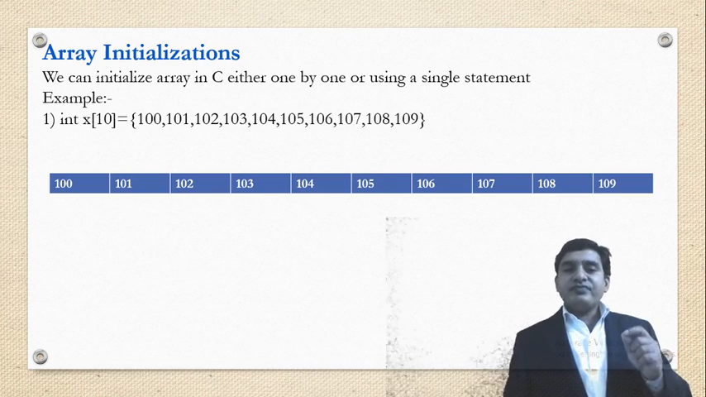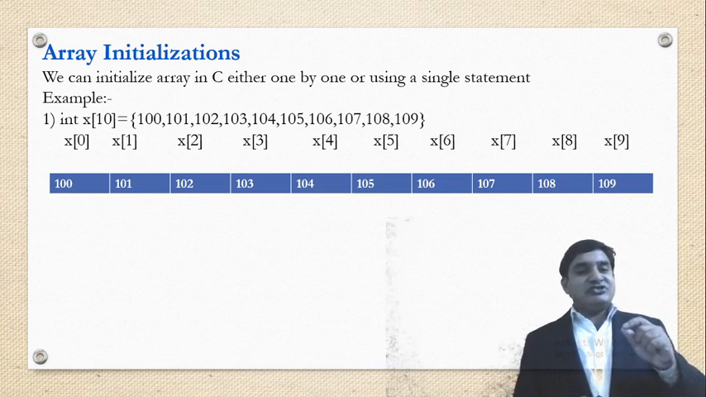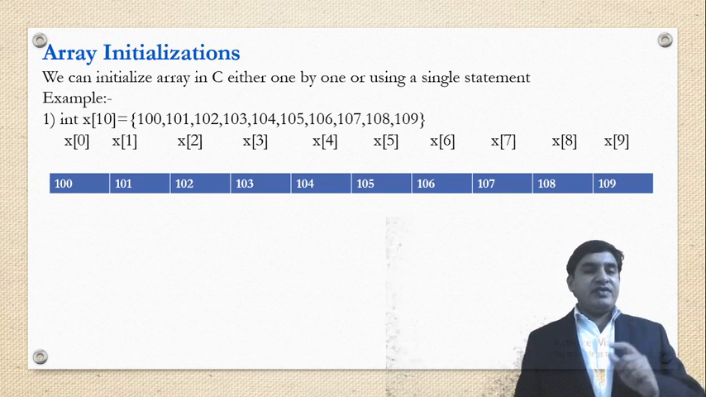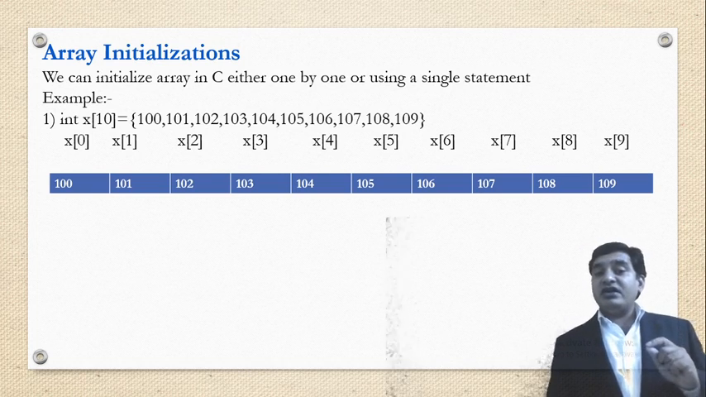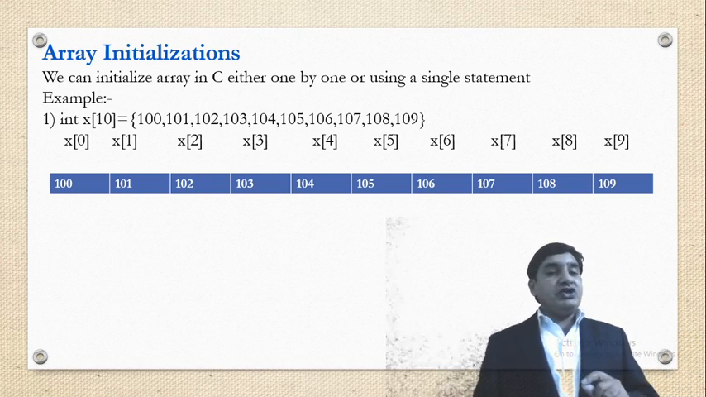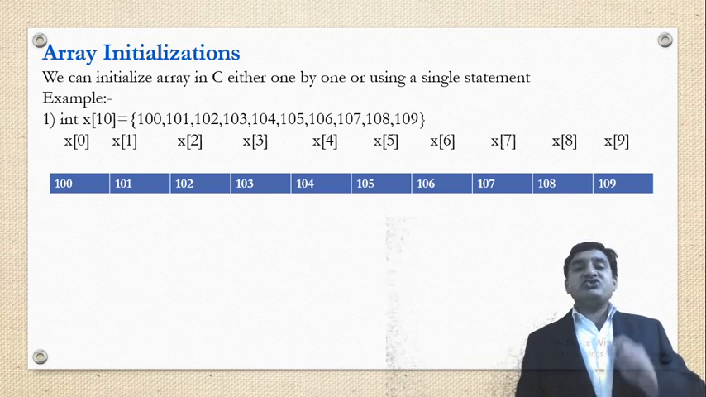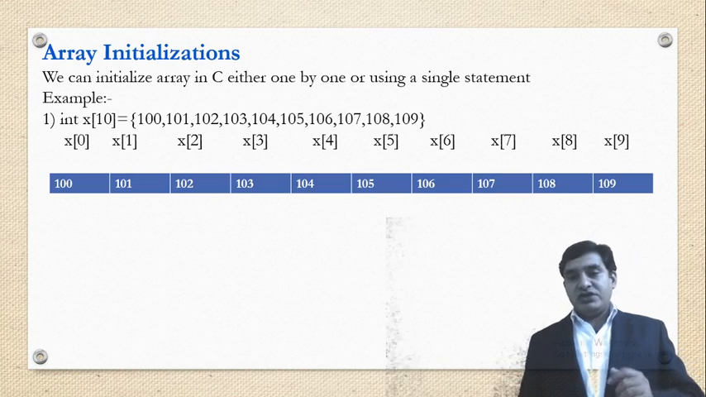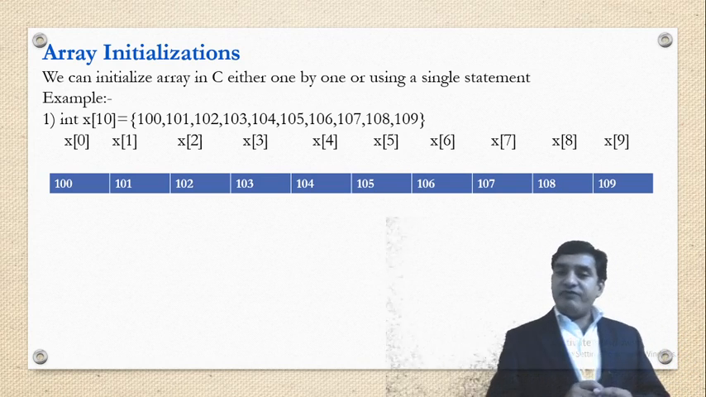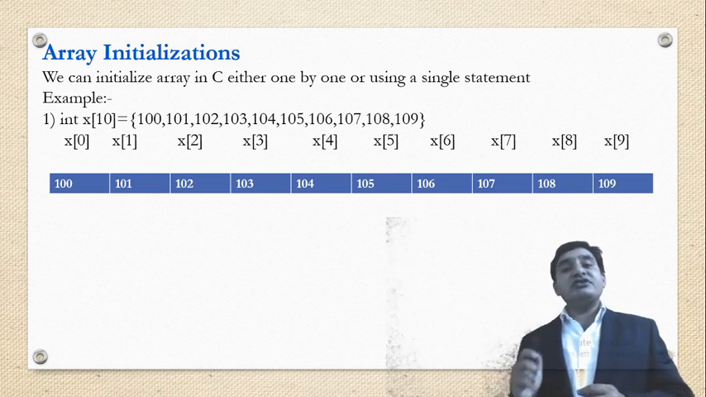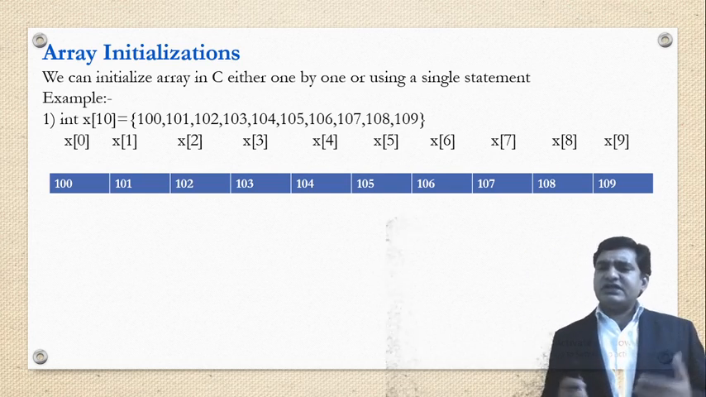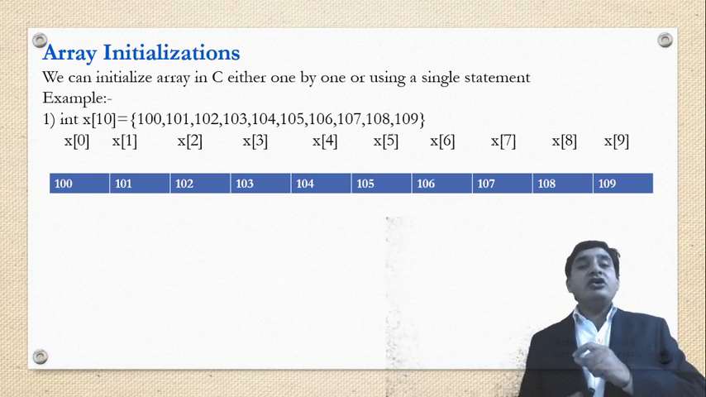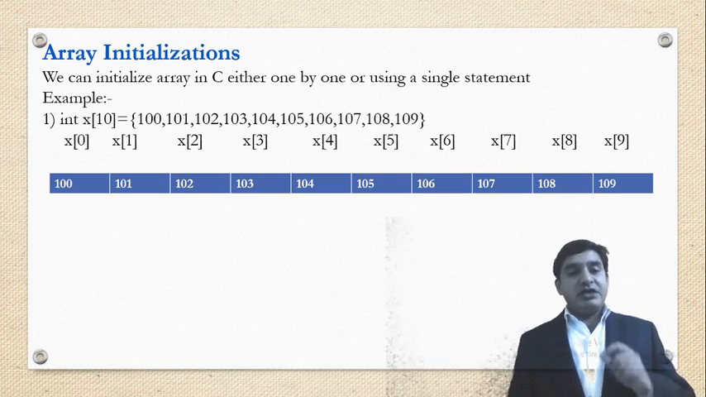Now here x[0] is 100, this is the first element. x[1] is 101, x[2] is 102, x[3] is 103, x[4] is 104, x[5] is 105, x[6] is 106, x[7] is 107, x[8] is 108, and x[9] is 109. So there are a total of 10 elements.